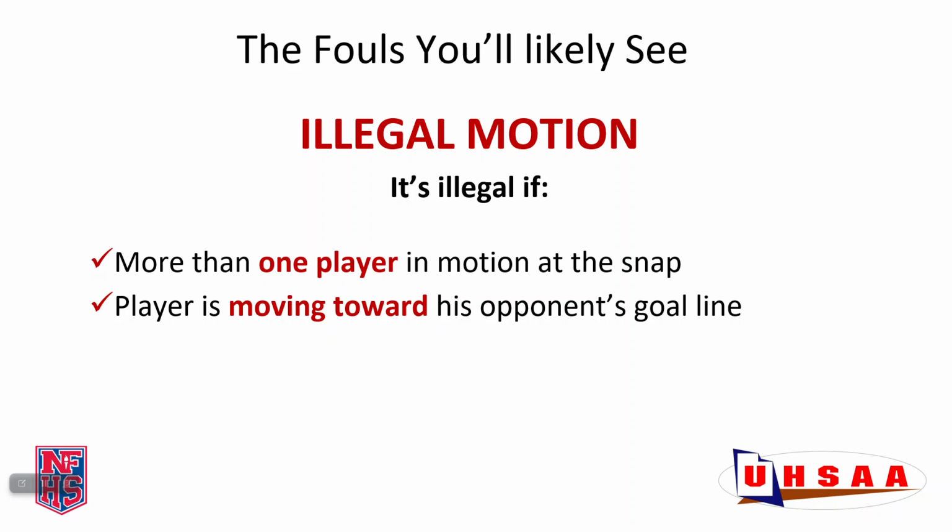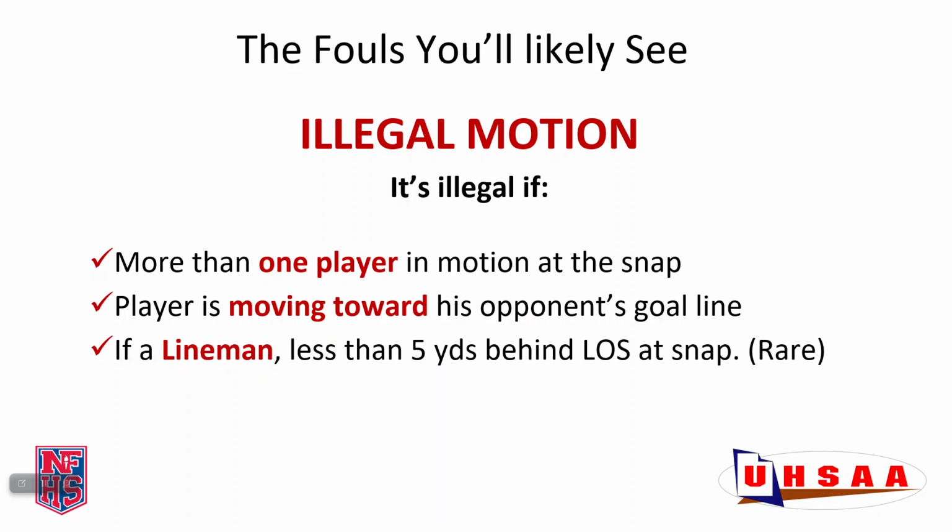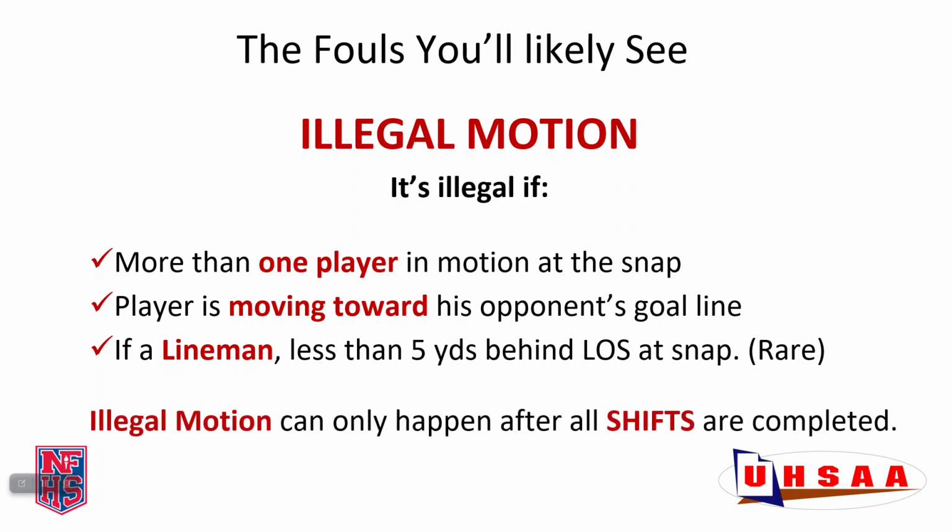If he's moving toward his opponent's goal line, that's illegal motion. If he's a lineman, if he's less than 5 yards behind the line of scrimmage at the snap, and I mentioned this is very rare, you rarely see this. Illegal motion, though, can only happen after all the shifts are completed and all players have come to a stop for at least 1 full second. Then they can go in motion.